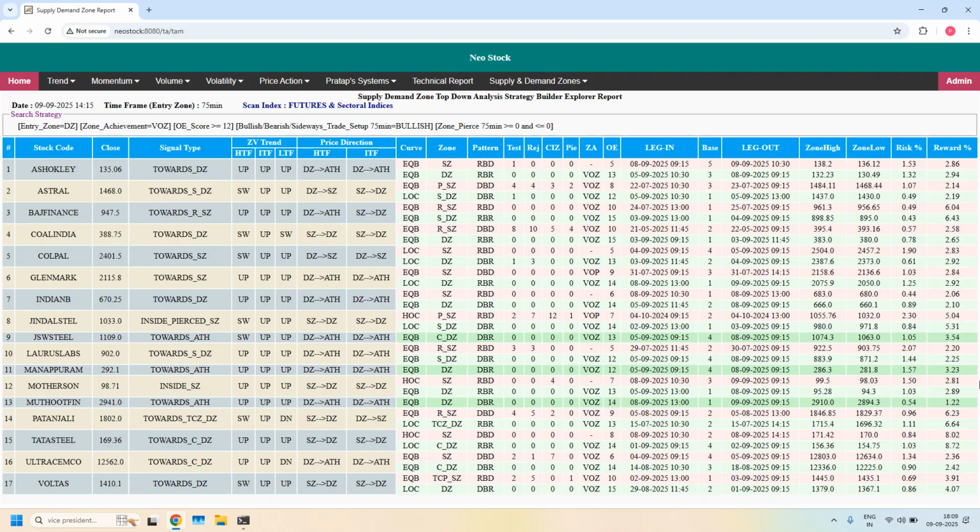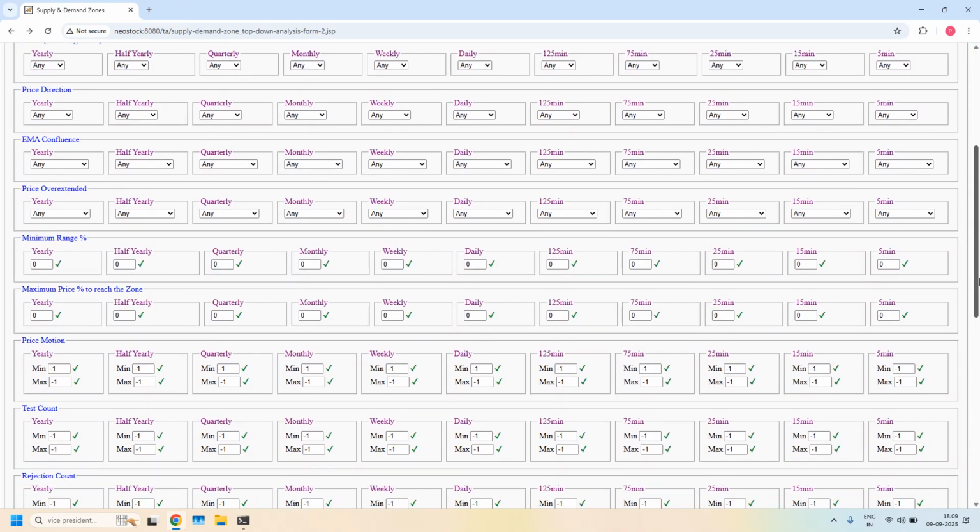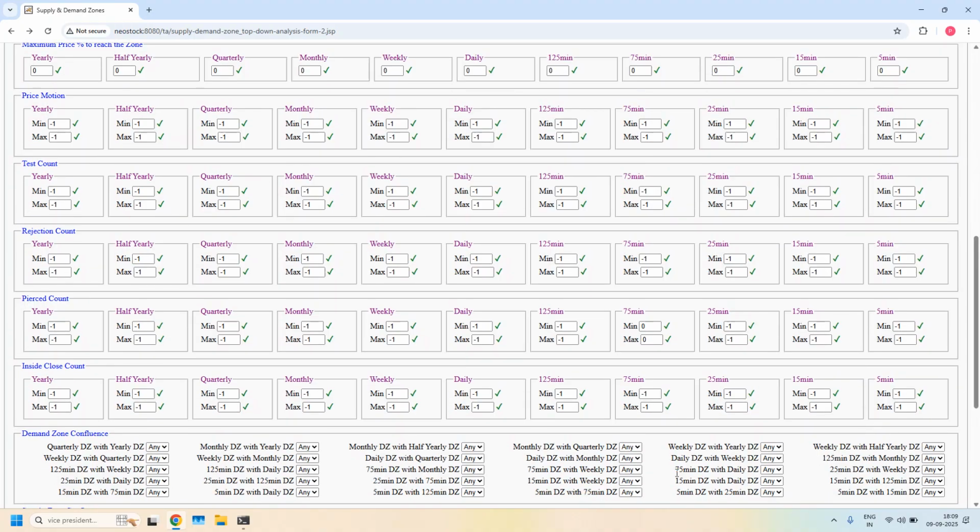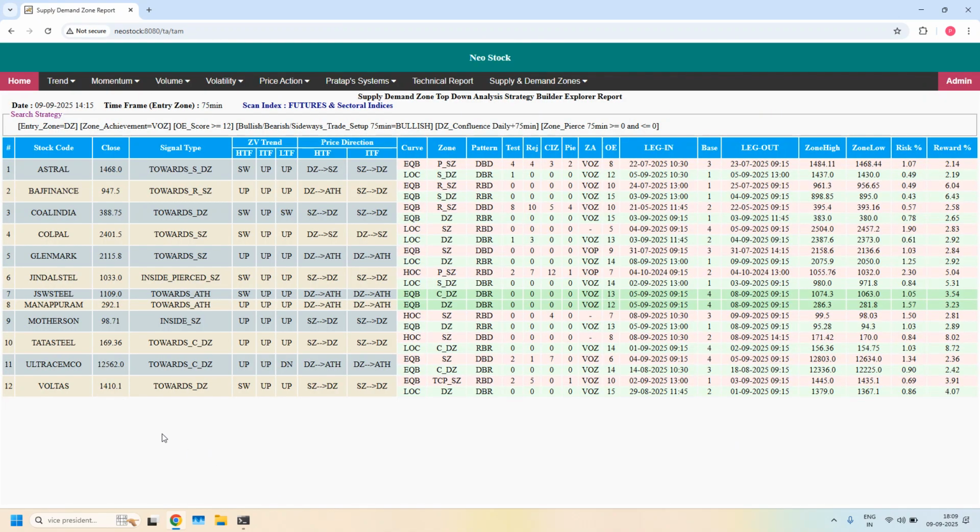Out of these 17 75 minutes demand zones, how many have a higher probability of success? We will filter based on different zone confluence and EMA confluence strategies that we learned in lesson 27. First one, LTF and ITF demand zone confluence, that is 75 minutes and daily demand zone confluence. Applying the filter on those 17 stocks, we got 12 stocks. In all 12 stocks, these 75 minutes demand zones overlapped with the daily demand zone. And the ITF trend, which is daily, is an uptrend in all the stocks.